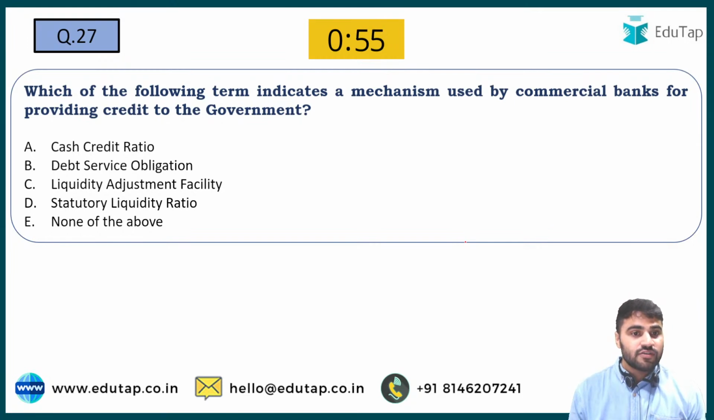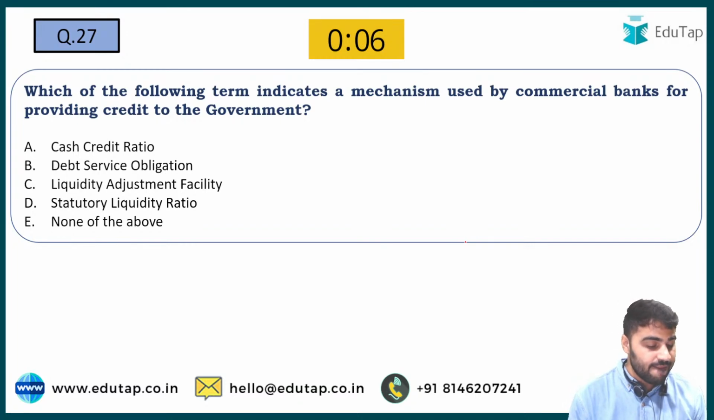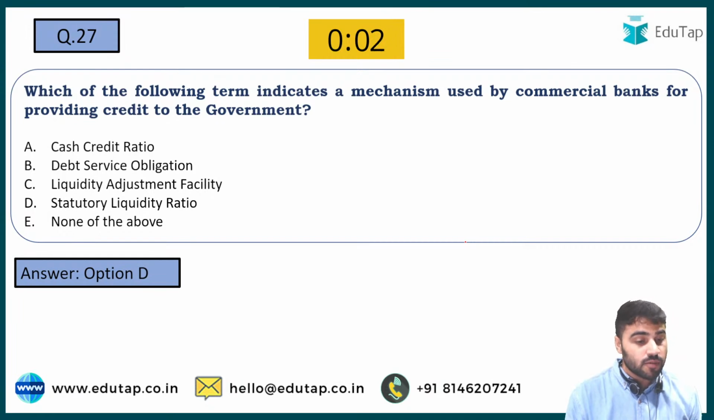So question number 27 is, which of the following terms indicates a mechanism used by commercial banks for providing credit to the government? Your options are cash credit ratio, debt service obligation, liquidity adjustment facility, statutory liquidity ratio, that is SLR, or none of the above. So Aditi is saying SLR. Guys, read the question carefully. We are talking about the mechanism used by commercial banks for providing credit to the government. Vikas Meena is saying option number D, that is SLR. Hemant, Kurinji, you all are saying option number D, right? SLR. So the right answer for this question is option number D only, that is SLR.